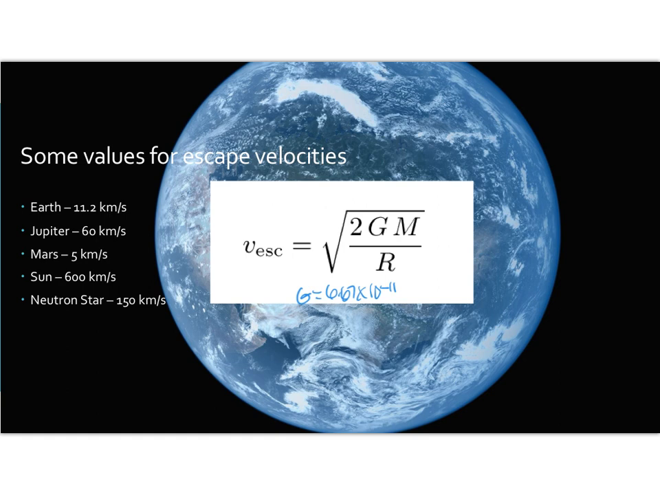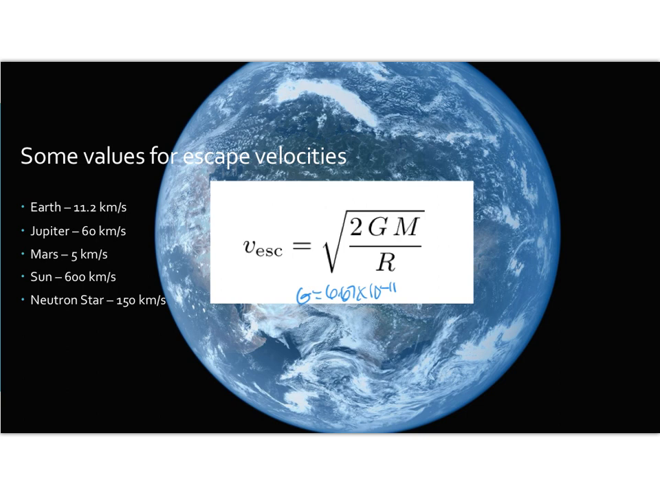So on the left-hand side of this slide, you see a couple different escape velocities. So the escape velocity from Earth is 11.2 kilometers per second. That's how fast you'd have to throw a ball to escape the Earth's gravity. Obviously, nobody can throw that fast, but you could send a spacecraft with that speed. Then you look at Jupiter's escape velocity and you see how much stronger it is.